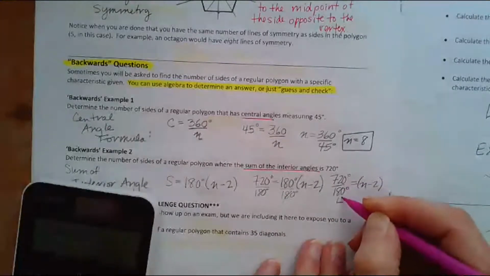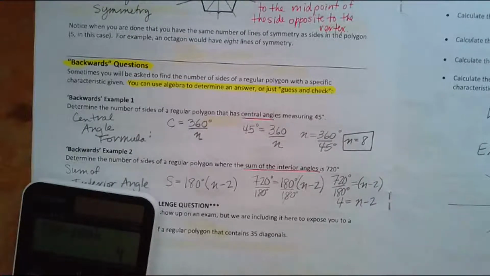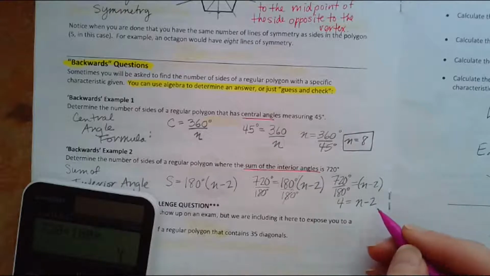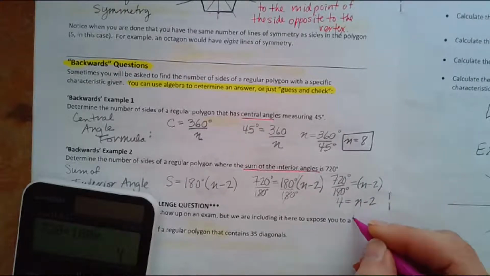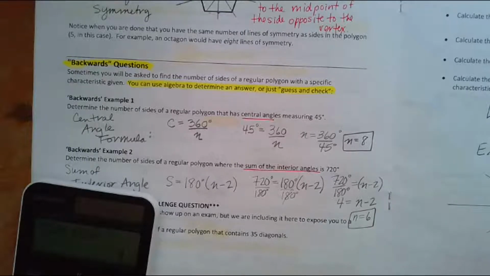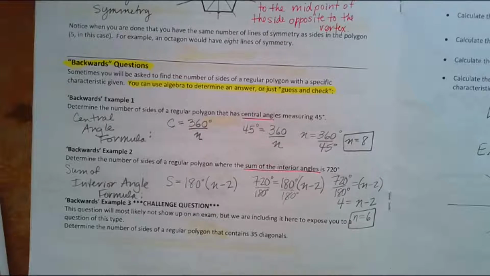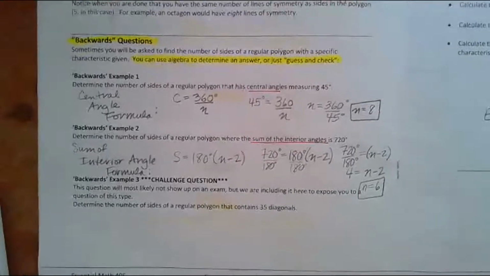This equals 4. 4 equals n minus 2. At this stage, I'm going to add a 2 to both sides, so n equals 6. So it's a 6-sided shape. A 6-sided shape gives you a sum of 720. So again, that's the algebra way, but you can also just plug numbers in. That's what the guess and check is.